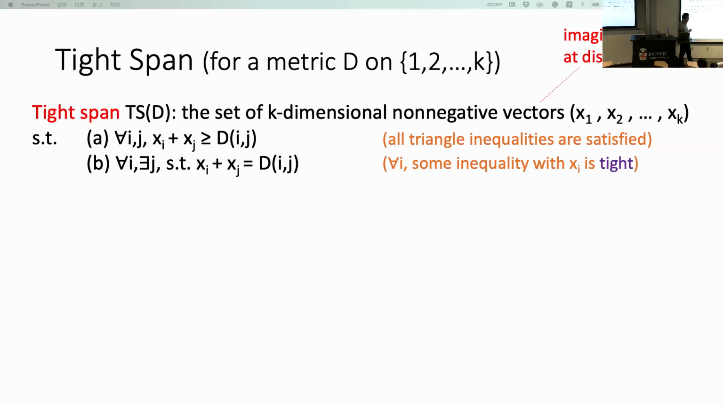It's a vertex in the tight span. A tight span is defined with respect to a metric. The metric contains k points, which are the k terminals. But I want to imagine that there are many other imaginary points lying in this metric, which are represented by k-dimensional vectors. Each such vector represents a point that is at distance x1 to terminal 1, at distance x2 to terminal 2, 3, 4, etc. Each vector represents an imaginary point in this metric.